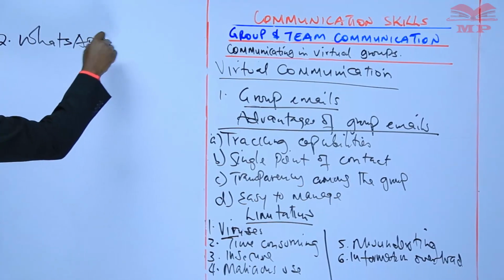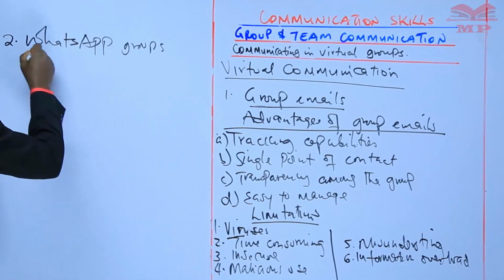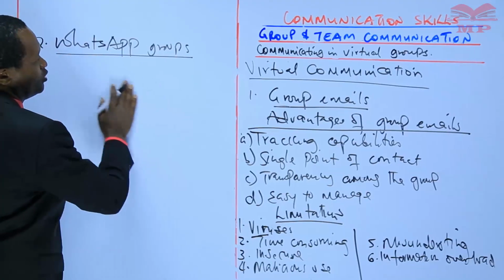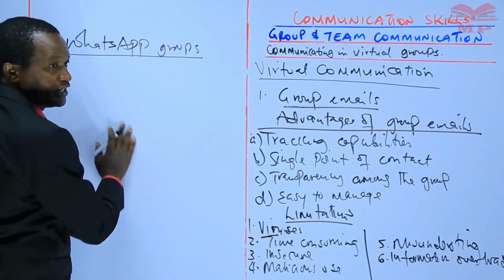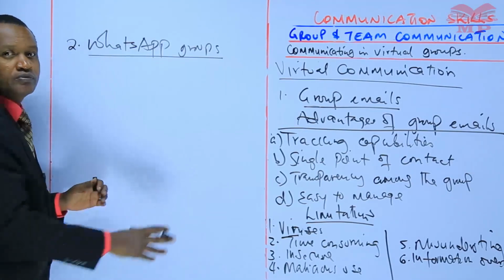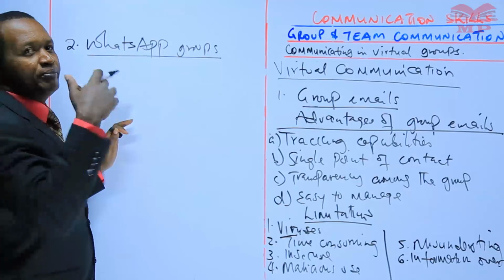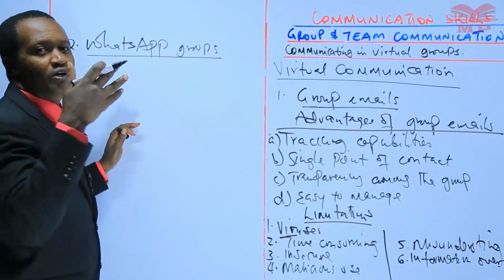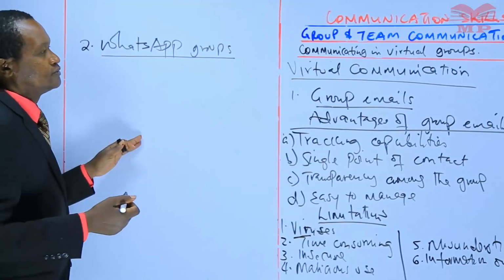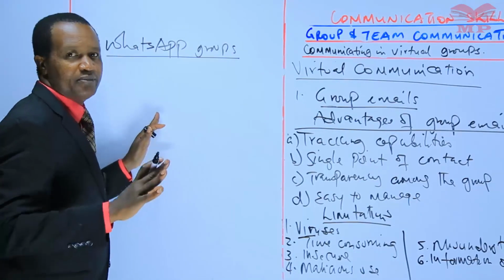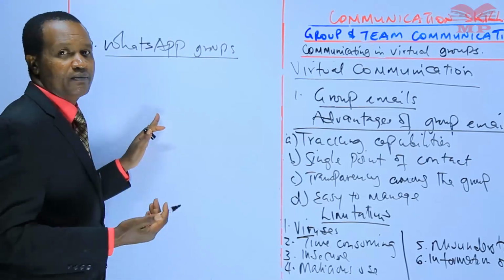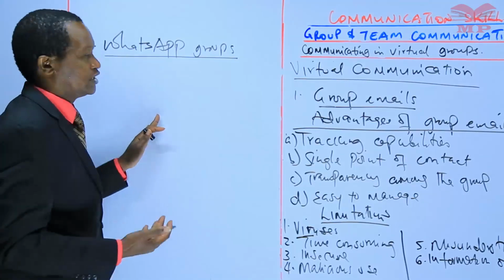WhatsApp groups. Now, WhatsApp groups, candidates. WhatsApp is a free messaging application that uses the internet to send messages, images, audios, and videos. When I say free, I mean you don't have to buy the application. You can download it freely, as long as you have internet.